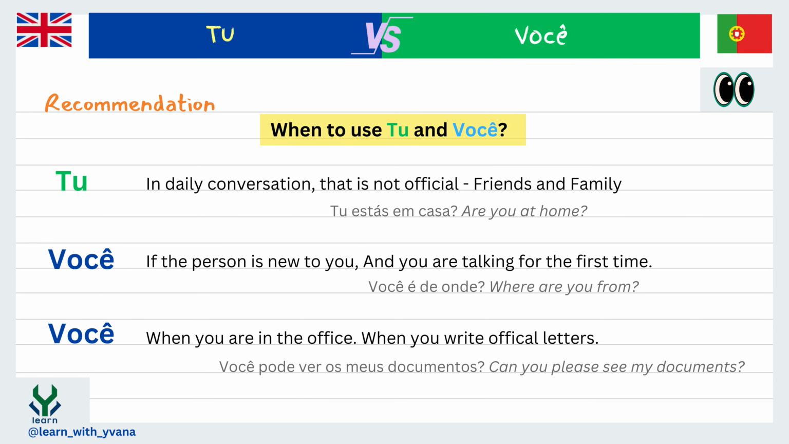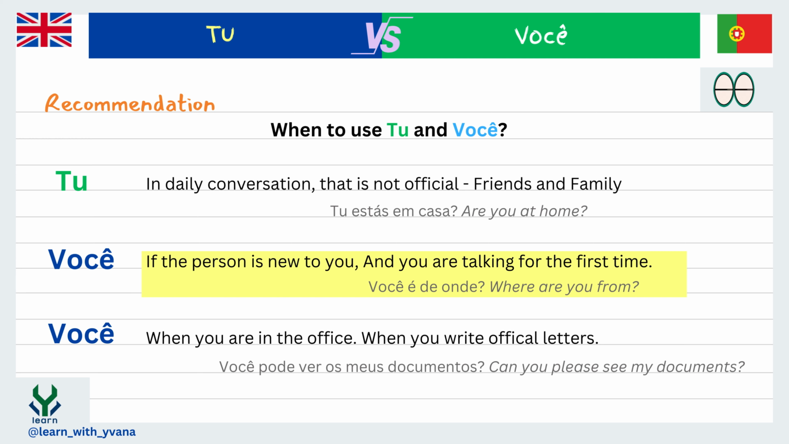Now the important question, when to use tu and você. There are different opinions on it. You can use any of them, but be careful on some points. The first point, in daily conversation, if you are talking with your friends, family, or anyone with whom you are very familiar, use tu. Example, tu estás em casa? Are you at home? He or she is your friend and you know him or her very well. If the person is new to you and you are talking for the first time or you are not very familiar with him or her, it is better to use você.